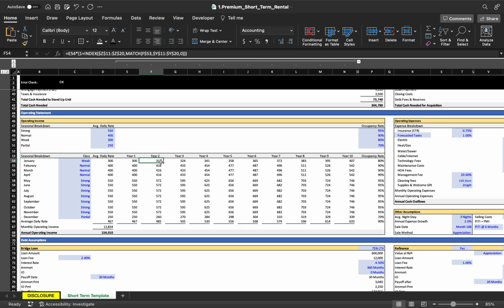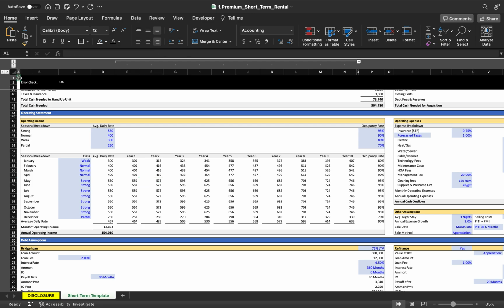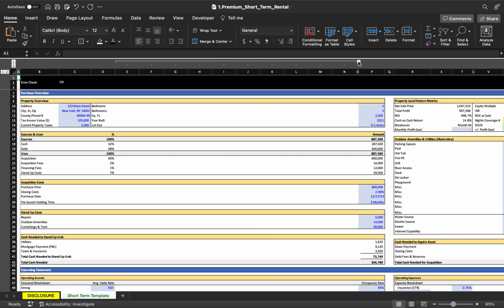So if you have exact figures you want to use, you can manually override these numbers, right? But again, it just gives you more flexibility, and if you don't have the exact figures, you can just plug in these rent growth percentages per year.